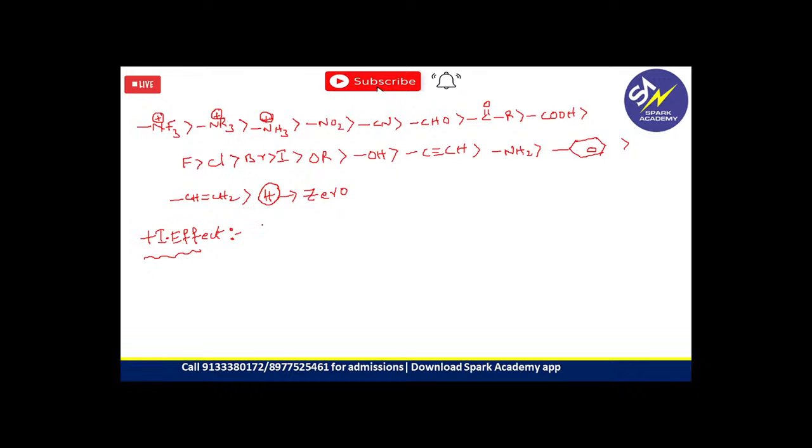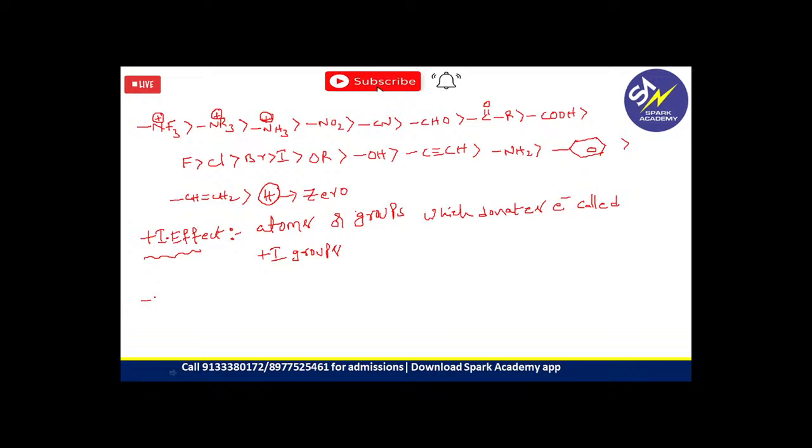Most important one: atoms or groups which donate electrons are called plus I groups. Now I am writing the order of plus I groups.